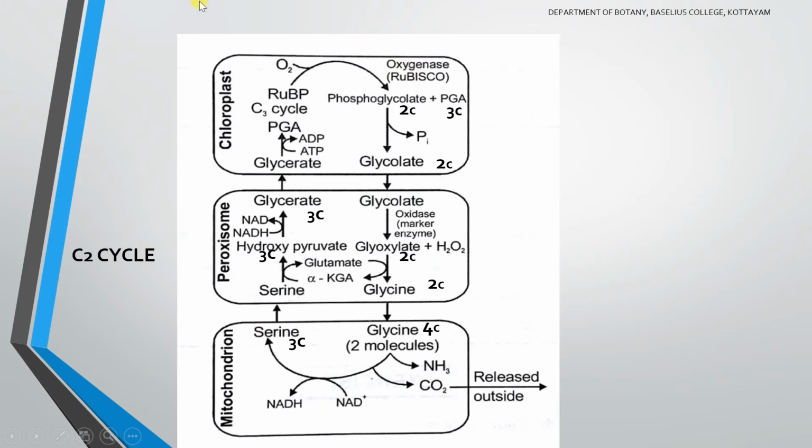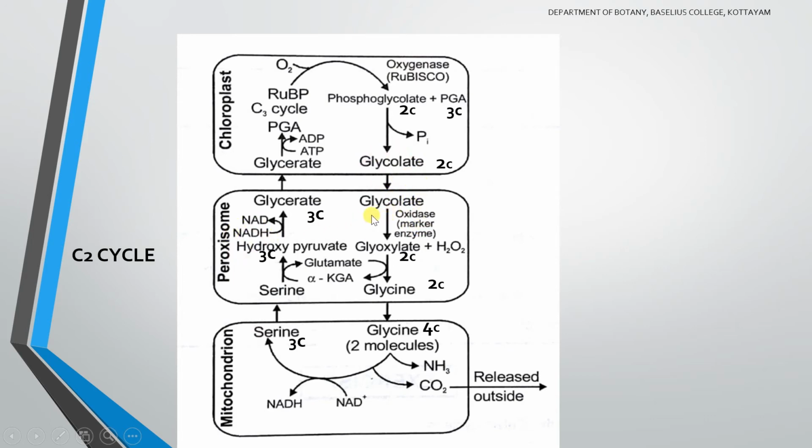So what happens to phosphoglycolate? The first process is dephosphorylation, that means removal of the phosphate group by the enzyme phosphatase. The phosphatase enzyme removes this phosphate group, so glycolate is forming. Now glycolate is formed. There is no difference in the carbon amount, so here also it is a 2 carbon compound. Okay. Now the glycolate formed in the chloroplast leaves the chloroplast and migrates into the peroxisome.